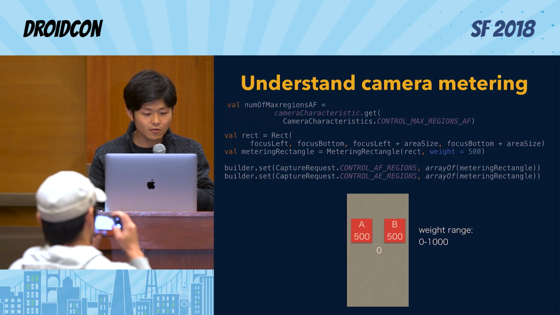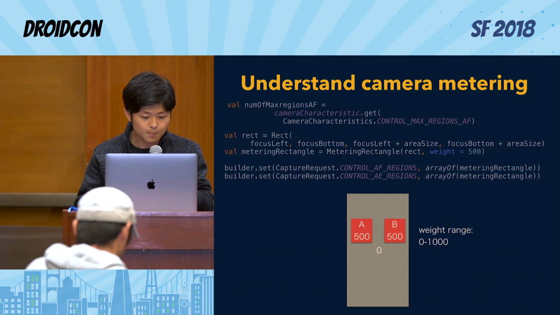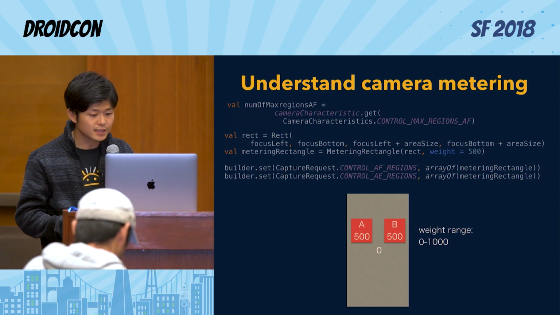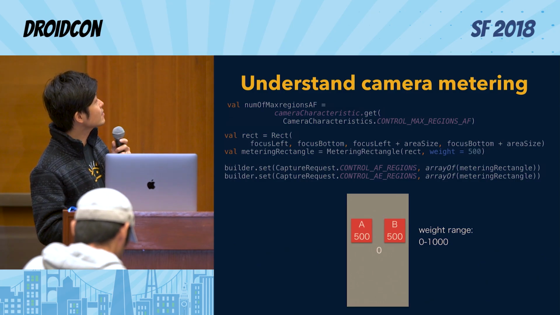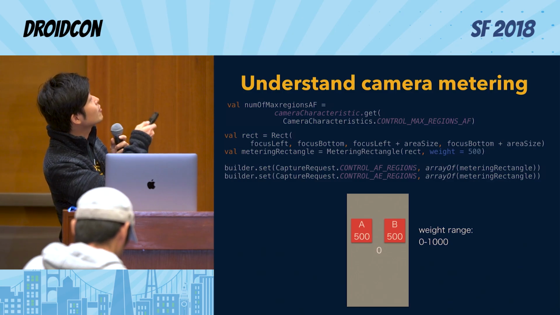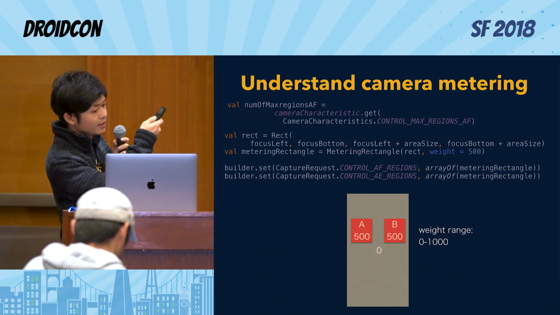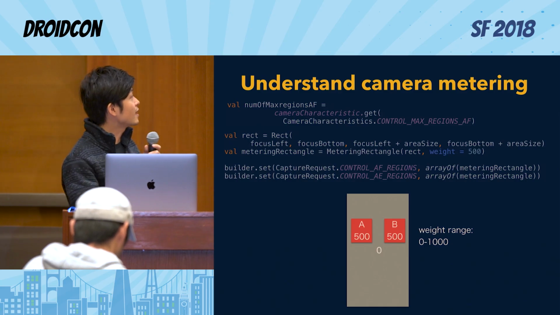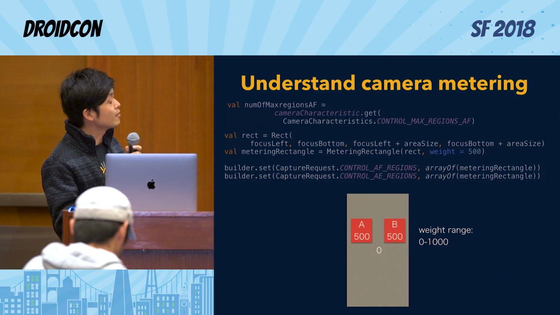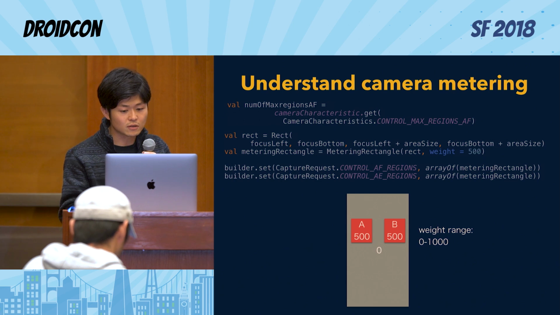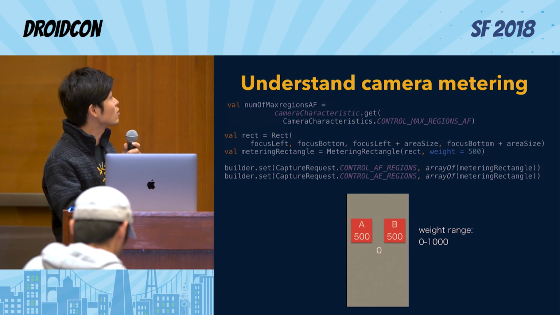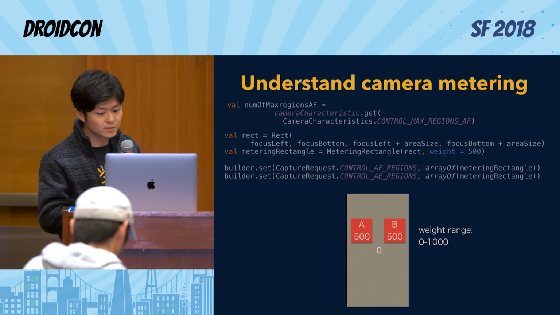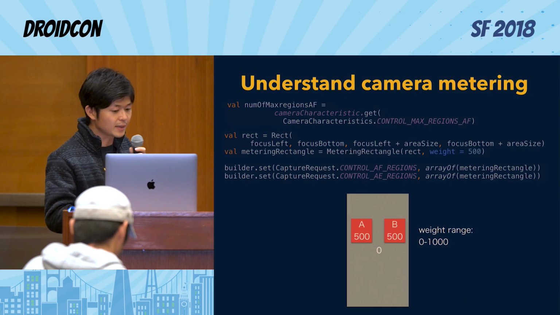And here, we look at the metering rectangle. A metering rectangle can set a weight value, like we do here. I put the 500 here. It's a 0 to 1,000 range, and you can place it as much as you want, as long as it won't go to the maximum of the range that the camera device actually supports.